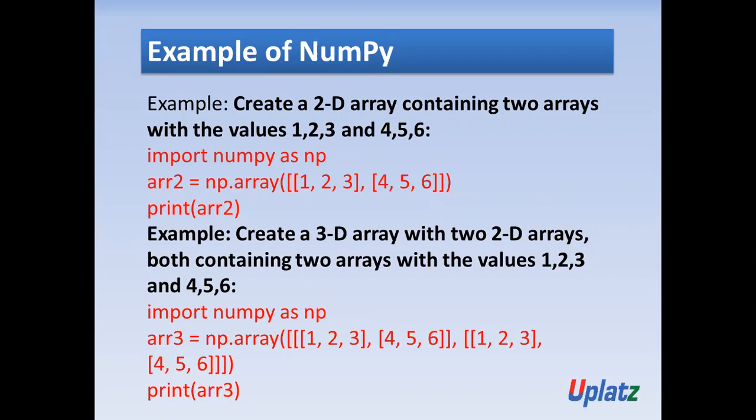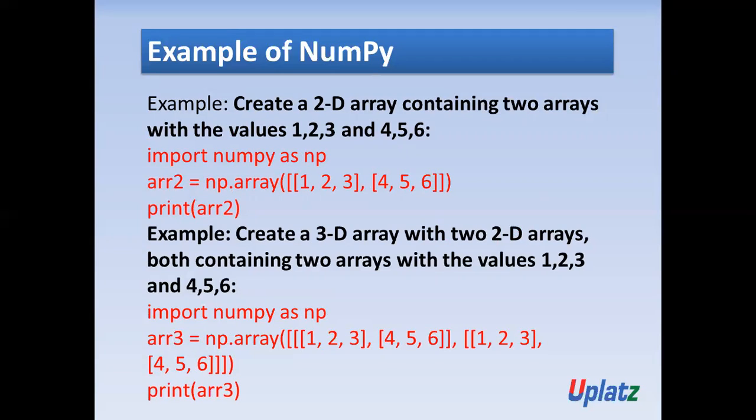Initially we have just created a 1D array, right? Because there is one list, or one tuple, inside the array method. Now, what is the example here? We want to create a two-dimensional array containing two arrays with the values 1, 2, 3 and 4, 5, 6.